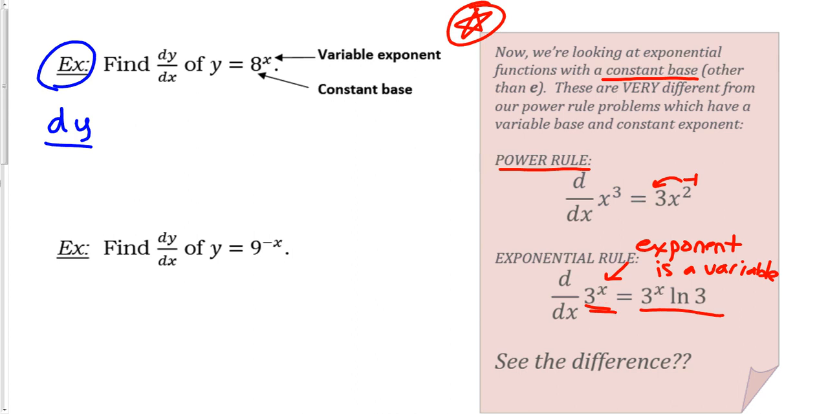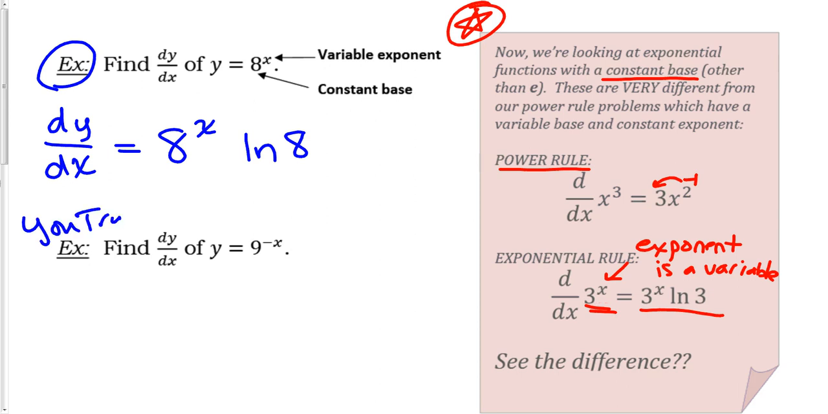So dy dx is going to be, again, the 8 raised to the x, and then I need to multiply by the natural log of the base, which is 8. So there it is. That is the derivative of 8 raised to the x. So on that note, I would like for you to try this one. So please pause the video here to complete the try.